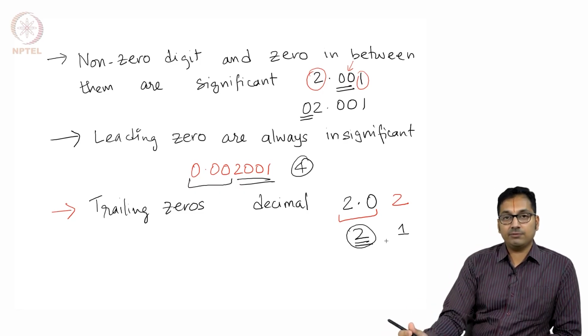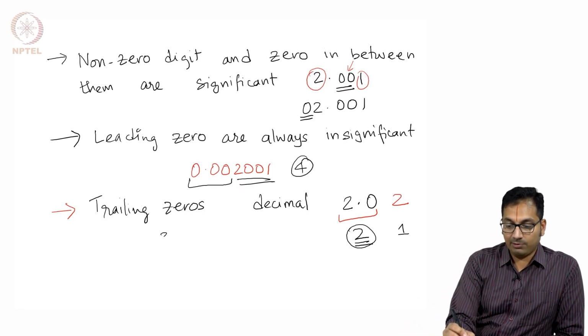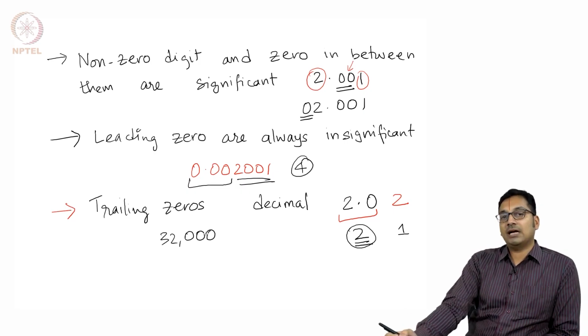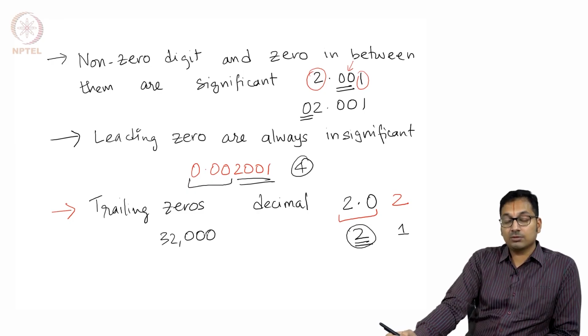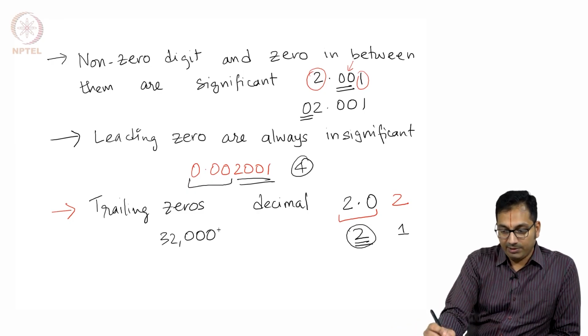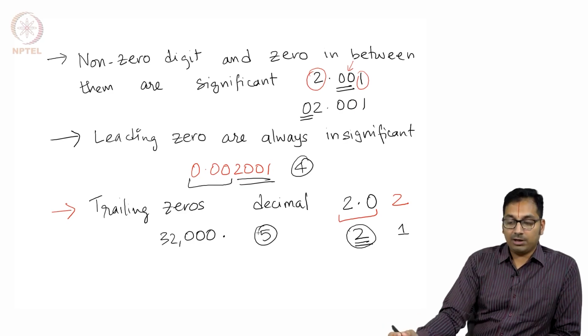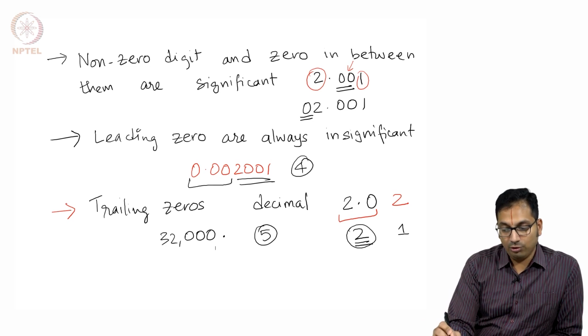Of course, there are times where this could be ambiguous. Let us say we write a number 32,000. Now, how many of these are significant? So this is a little tricky to determine. This could be ambiguous as well. If somebody puts a decimal point here, definitely 5 digits are significant. But on the other hand, let us say there is no dot here.